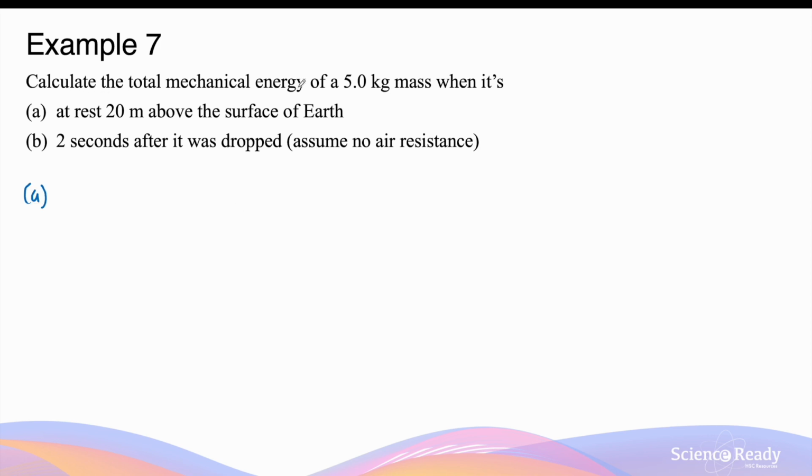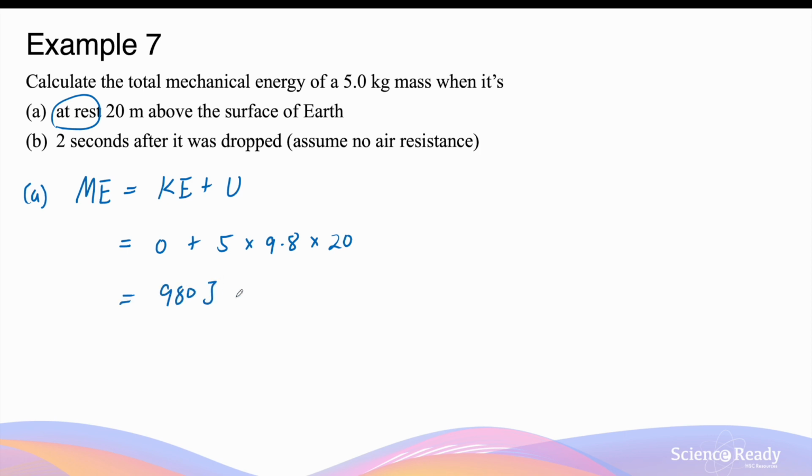Calculate the total mechanical energy of a 5 kilogram mass when it's at rest 20 meters above the surface of Earth. So mechanical energy, that's called the ME, is equal to its KE plus U. When the object is at rest, it's not moving, so its velocity is 0. That means it has no kinetic energy, so KE is 0. Its gravitational potential energy is given by its mass, 5 kilos, multiplied by g, which is 9.8, and multiplied by the height of 20 meters. And this is 980 joules.